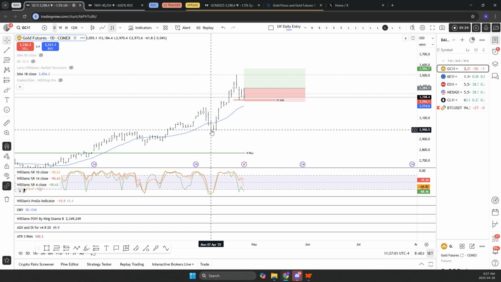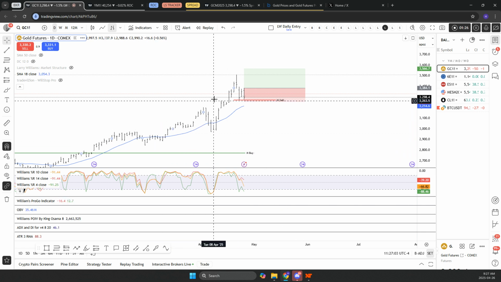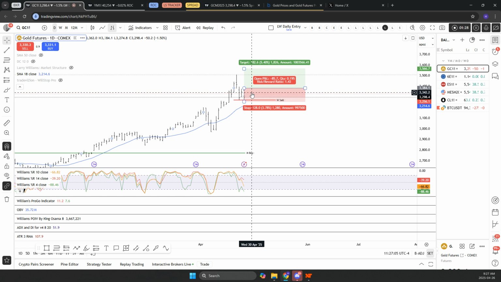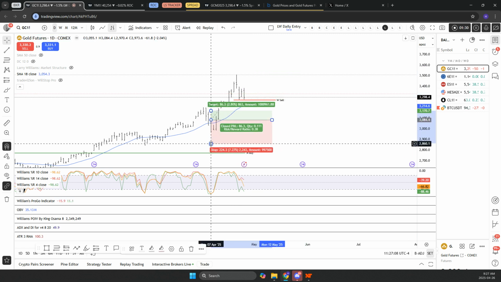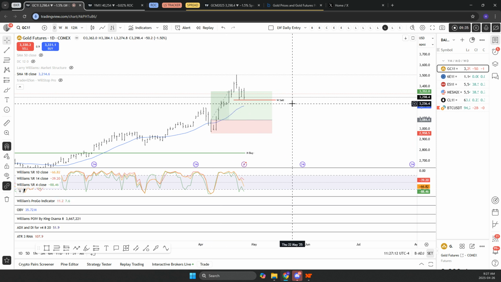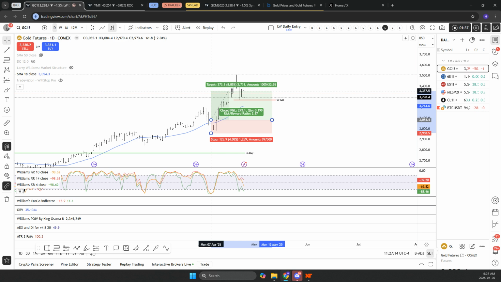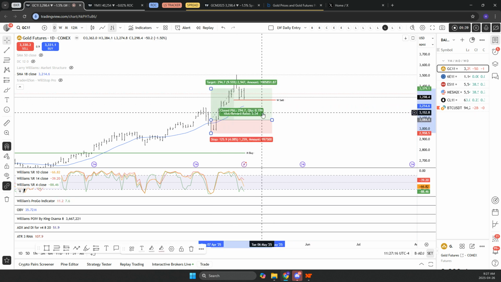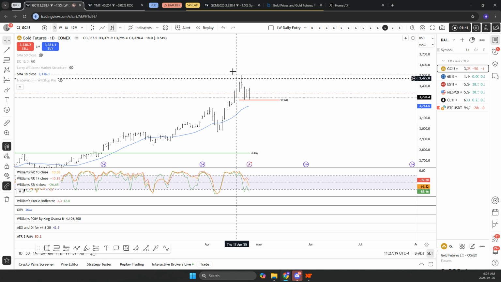It's what happened back here in early April. We're in a strong uptrend. We get oversold, buy stop at the high, stop below the low, and trailing out below the low of each day, which would have got trailed out right here. So that's basically what I'm looking to do on gold right now based on the monthly.